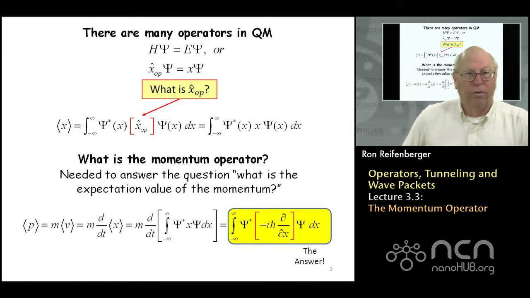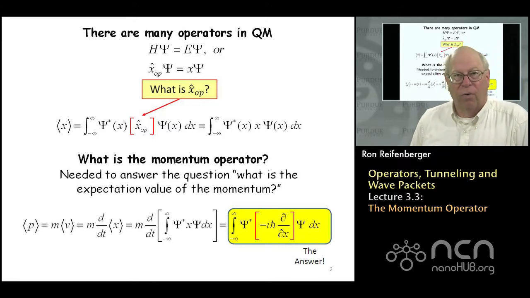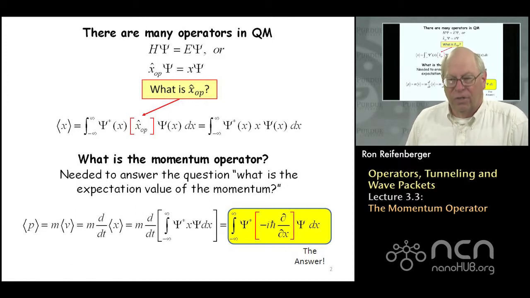By way of review, there are many operators in quantum mechanics. We've focused pretty much solely on the Hamiltonian H, which operates on the wave function psi to give you the energy eigenvalue E for the quantum state that's described by that wave function psi. So that's the energy operator. It's called the Hamiltonian, and it's abbreviated capital H.